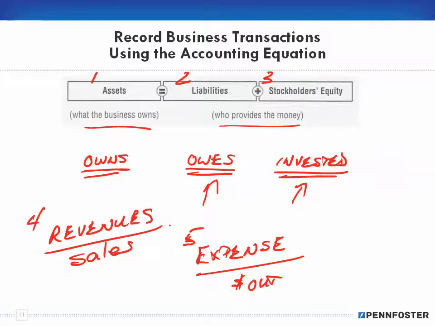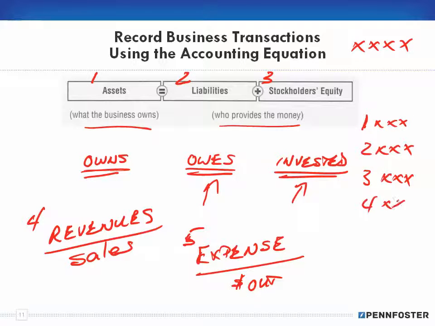When we have our general ledger accounts, they have numbers. Depending upon the category of the account, it will begin with one of those numbers. So let's say my numbering scheme for my ledger accounts is 4 digits. If I have an asset account, it's going to begin with a 1 and 3 other digits. If I have a liability account, it's going to begin with a 2 and 3 other digits. Equity begins with a 3. Revenues will begin with a 4, and expenses will begin with a 5.